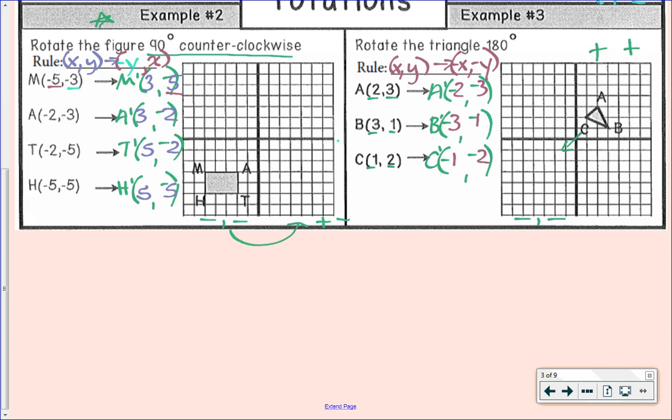Okay. That's all we got for today. We're going to pause. No homework, family night. The bottom part, make sure you hang on to that. That's going to be your warm-up when you walk in tomorrow.